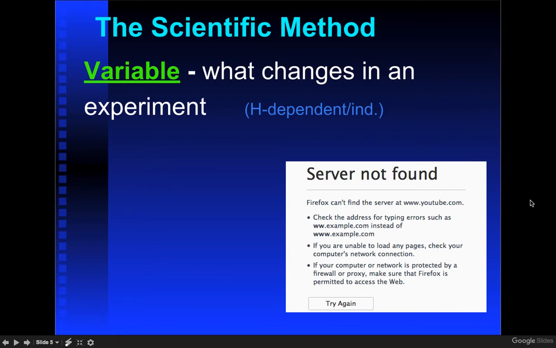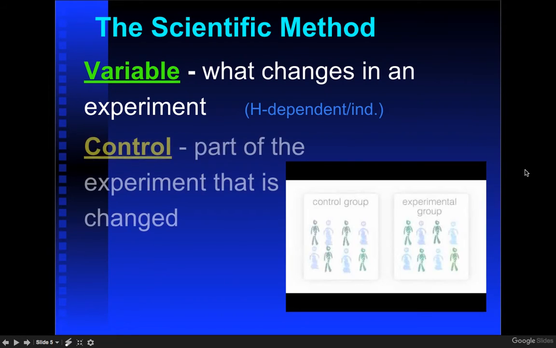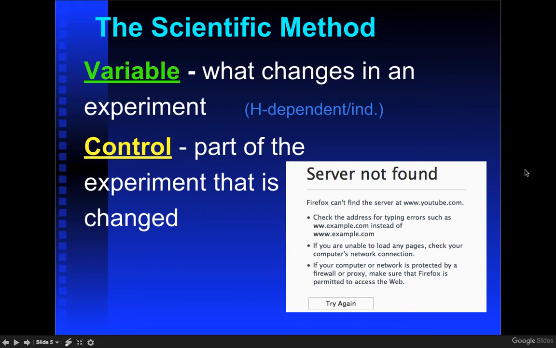The last parts of the scientific method we need to mention are variables and controls. These are the key parts of the experiment. The variable is the thing you are trying to change, and the control is the parts of the experiment you don't want to change. What's really important is to have only one independent variable, one thing you are purposefully changing. And then you want to control for everything else. Keep everything else the same.